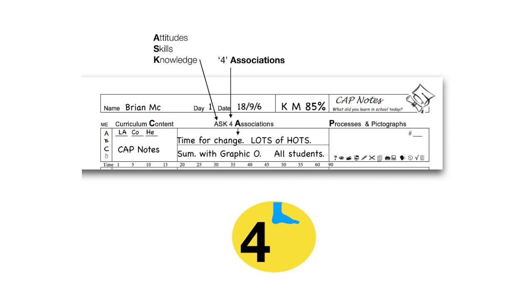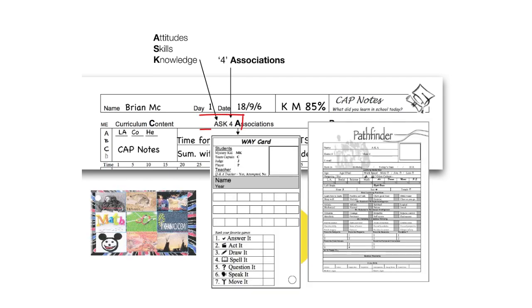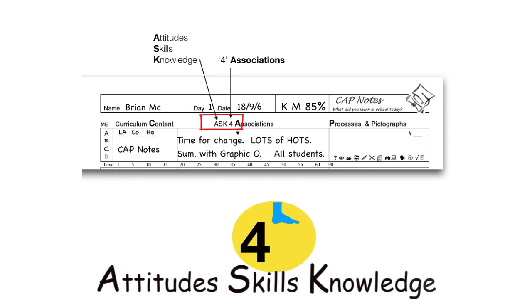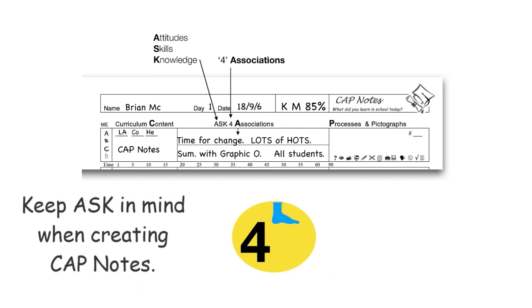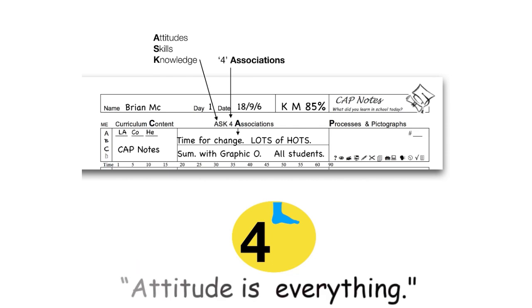Keep associations short. The number 4 represents the 4 tools of a smart way to learn: cap notes, game cards, way cards, and Pathfinder. Also, ASK stands for attitudes, skills, and knowledge, which are the pillars of curriculum, just not in the traditional order. I encourage teachers to always begin lessons with why. Teachers must stimulate a student's attitude before meaningful learning can take place.